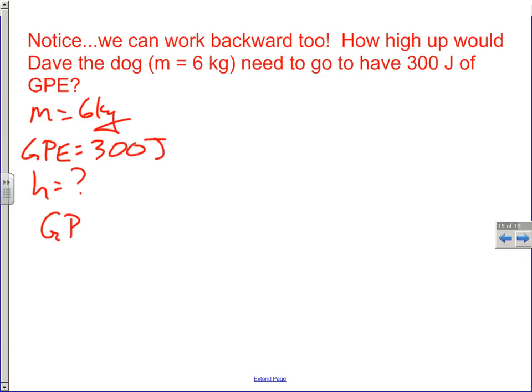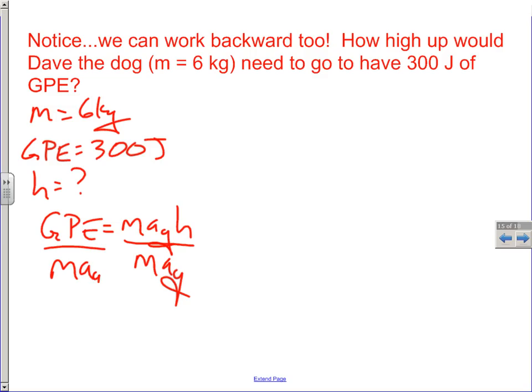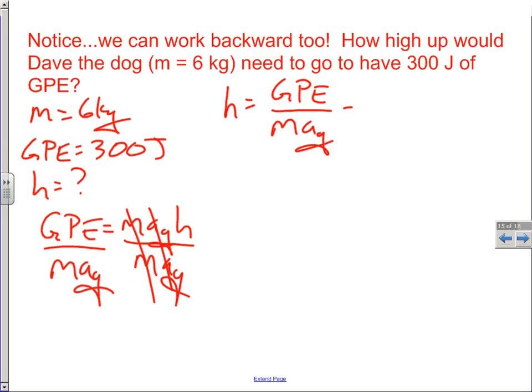So algebra. At this point, grab your calculator. There's a really common mistake I see students make here. All right, so we got to get h by itself. So we're going to divide by MAG. And you get this equation. All right, and plug in your numbers.